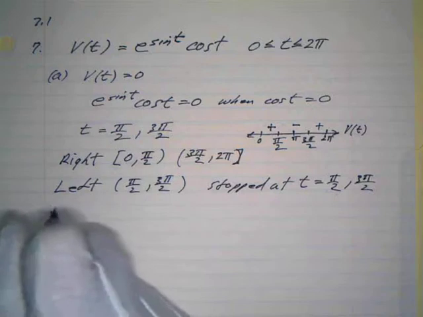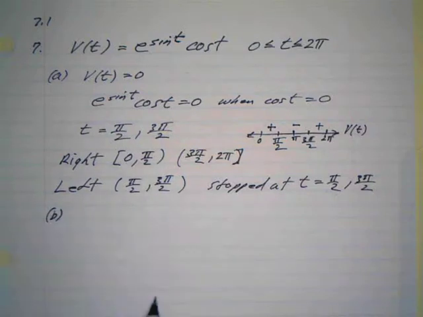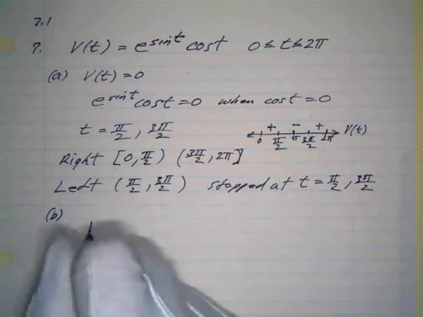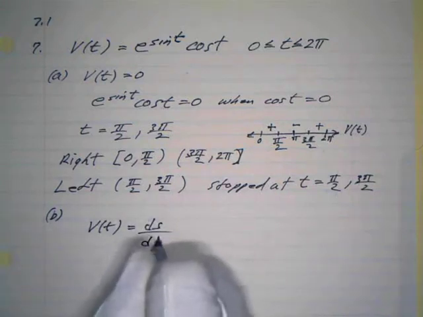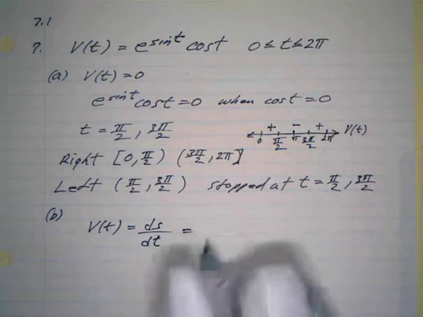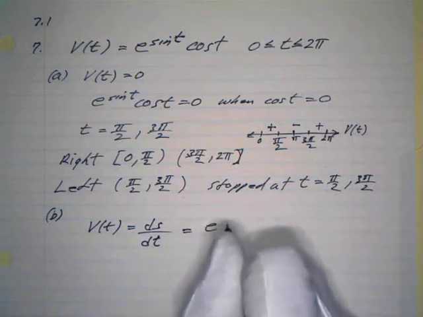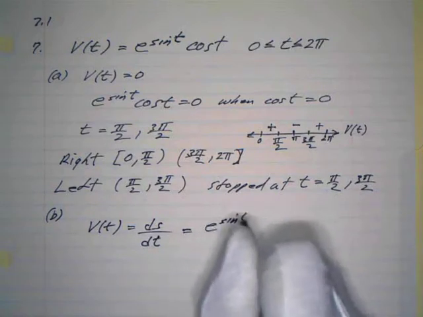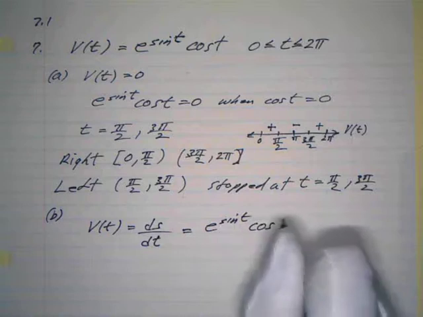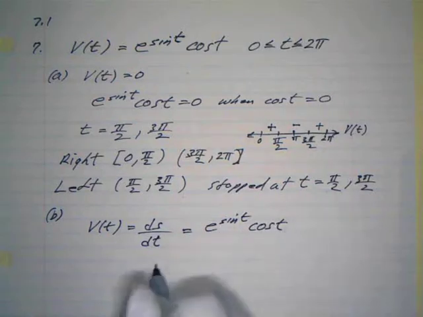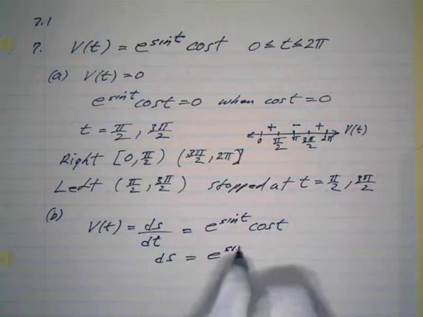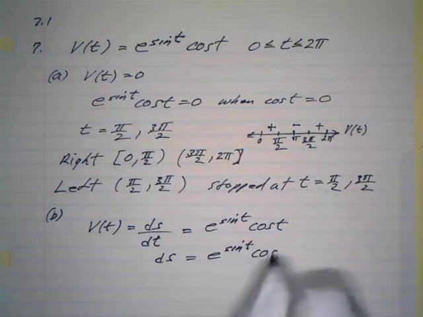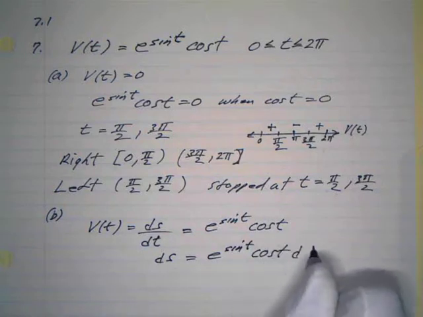Now the B part is we want to find the displacement. So remember v of t, which equals ds dt, is going to be equal to, again, this e to the sine t cosine of t. So we'll separate the variables. So we have ds equals e to the sine t cosine t dt.